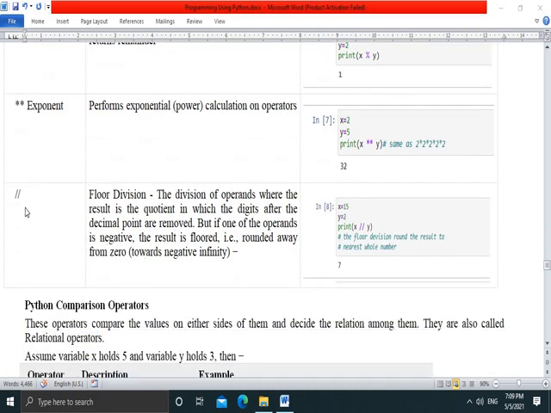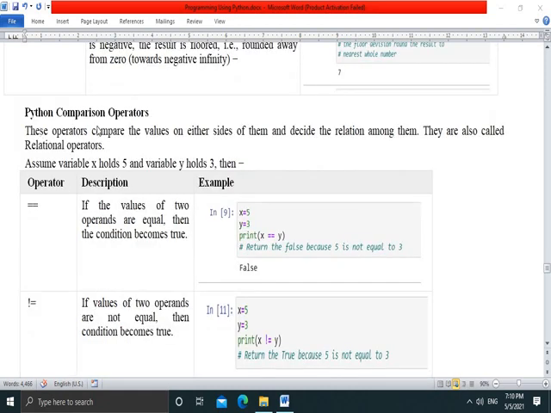Next is floor division. The division of the operands where the result is the quotient in which the digits after the decimal point are removed. But if one of the operands is negative, the result is floored, that is rounded away from 0. For example, x is 15, y is 2, x floor division y, then it gives the answer 7, since 2 sevens are 14. So answer is 7.